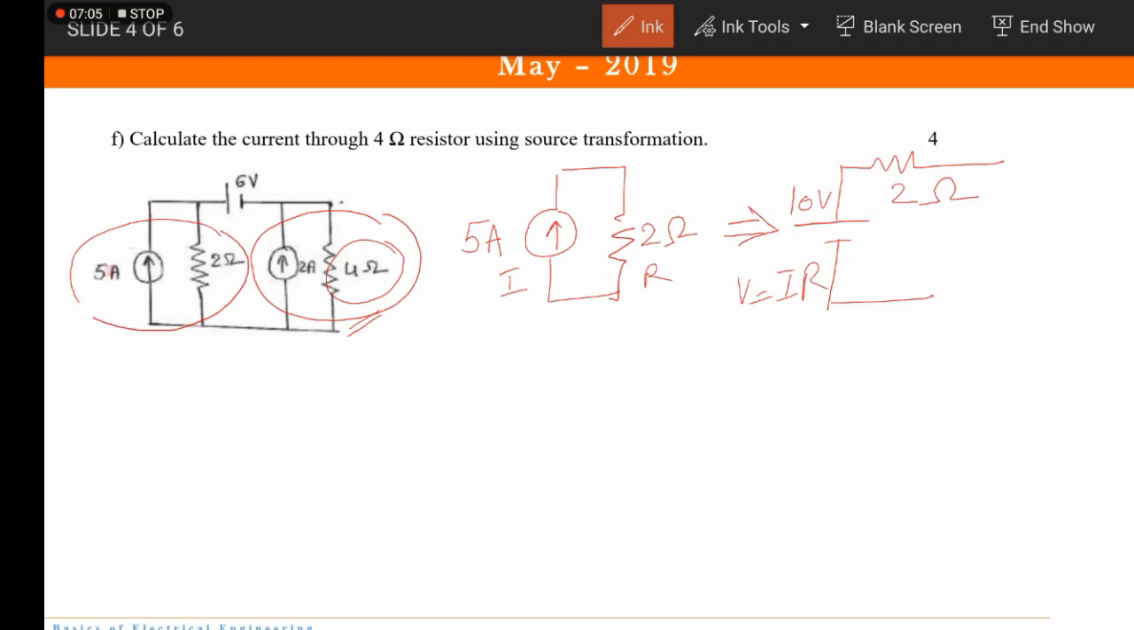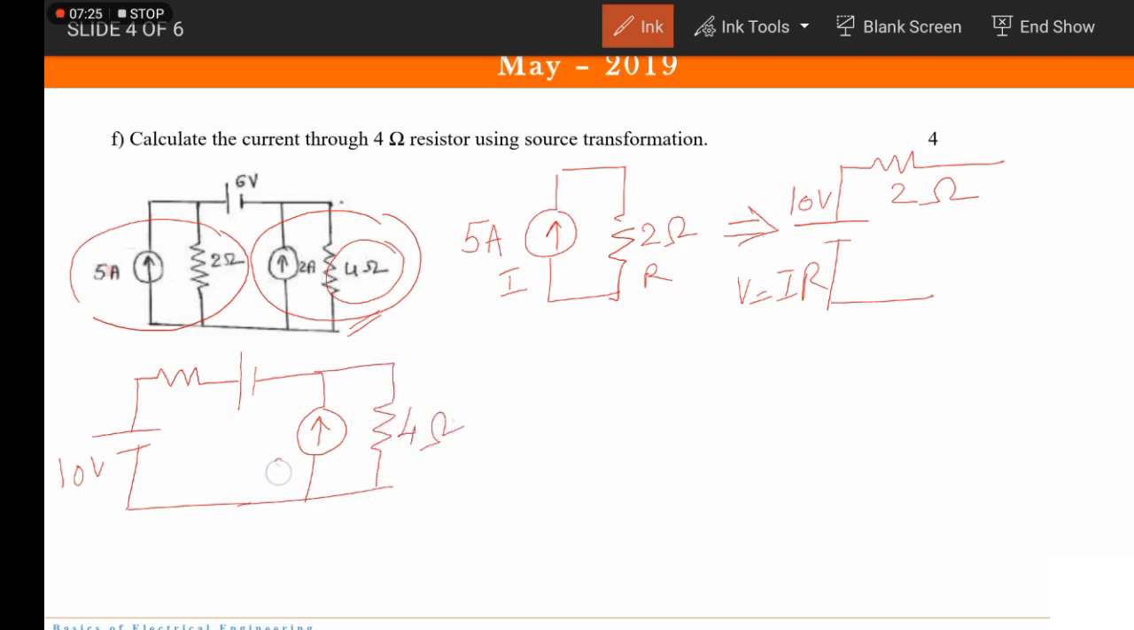Correct? So the next equivalent circuit would be, here you have 2 ohms. Here we have 10 volts. And then as usual 6 volts, 2 amperes and 4 ohms. So this is 4, this is 2, this is 6, this is again 2. Now if you carefully look at the voltage polarities of 10 volts and 6 volts, temporarily I'm not considering the 2 ohm just to simplify this. Okay, so this is how it is connected.